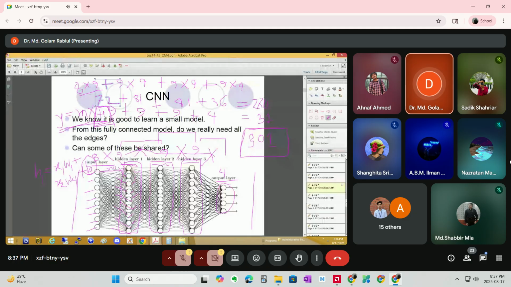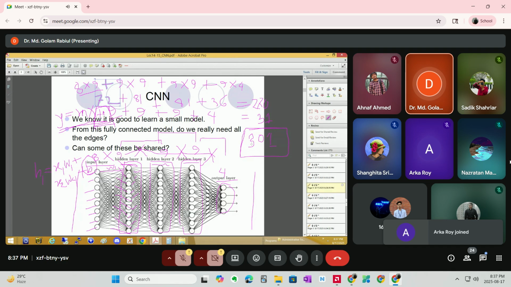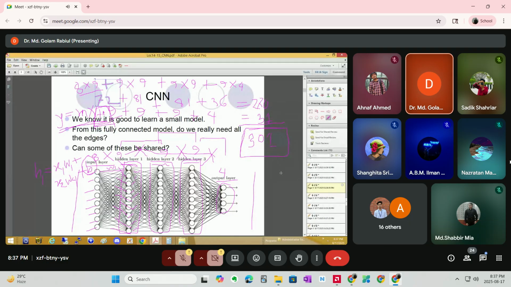Now, how many neurons are there in hidden layer 1? 9 neurons. For each and every neuron we have to consider just one bias, so 9 neurons means 9 biases. That's why we have to add the biases also. In total we can see 301 learning parameters. That means in every iteration we need to update those 301 values.